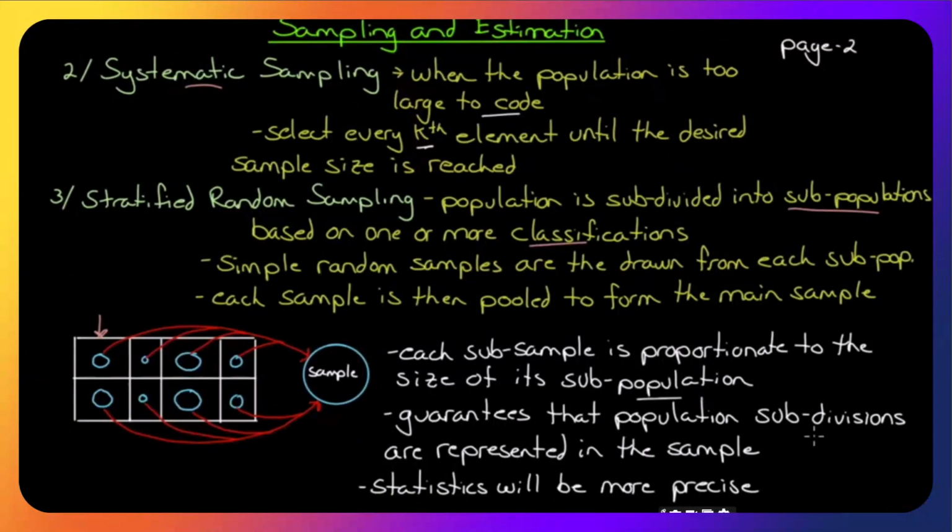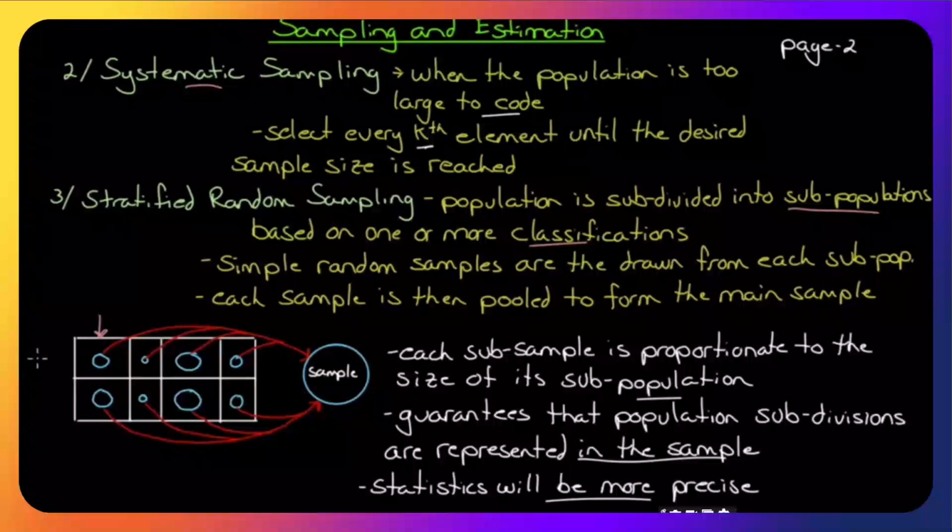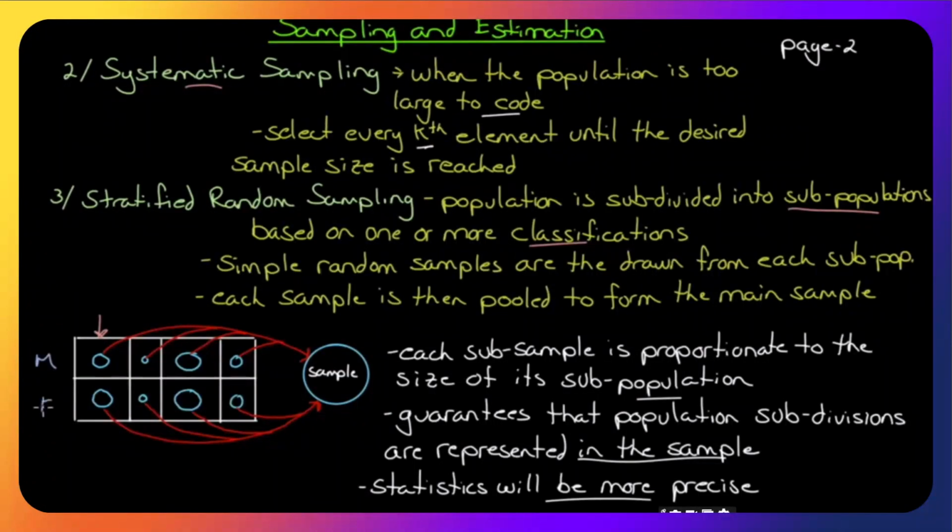So each subsample is proportionate to the size of its subpopulation, which guarantees that the population subdivisions are represented in the sample, so that your statistics will be more precise. So if we were sampling a population, for example, we might divide it broadly along male and female.